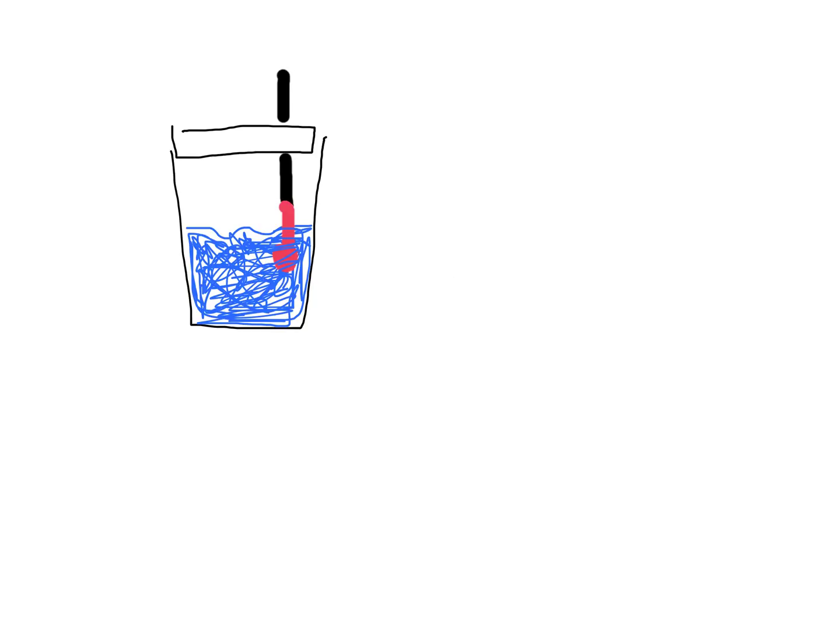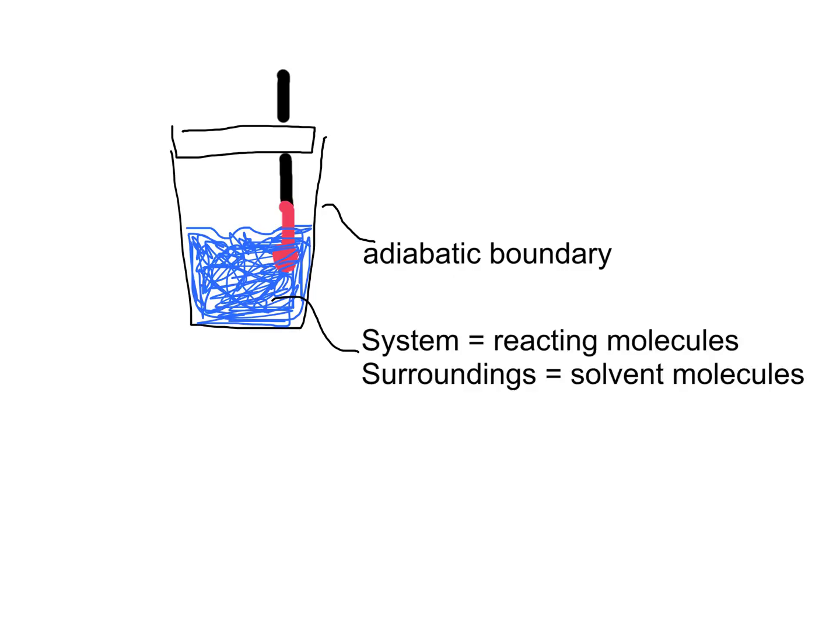The coffee cup calorimeter has a nearly adiabatic boundary, which is the styrofoam coffee cup, between the system and surroundings and the rest of the universe. The solution inside the coffee cup calorimeter is both the system and the surroundings. In this case, our system is the reacting molecules in the solution, and the surroundings are the solvent molecules in the solution. Notice that there is no boundary between the system and the surroundings. Rather, the system is dispersed within the surroundings.